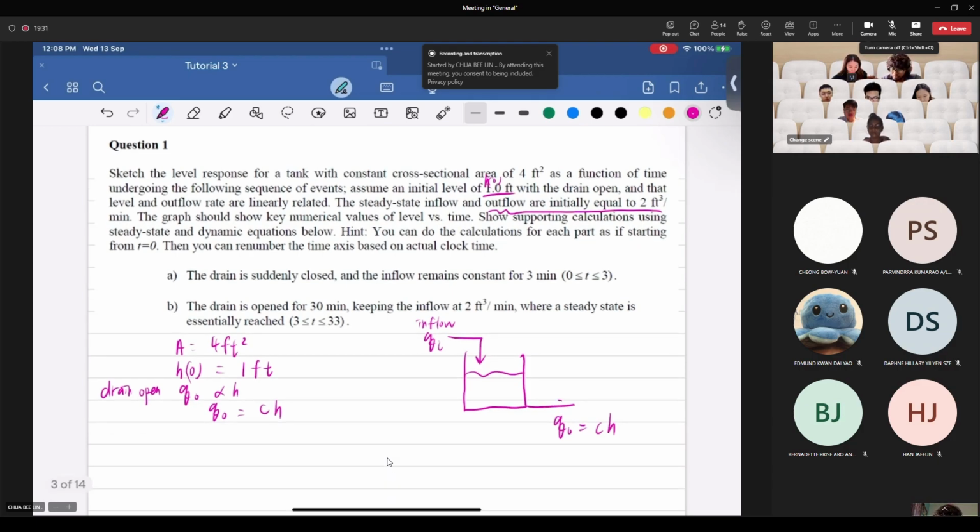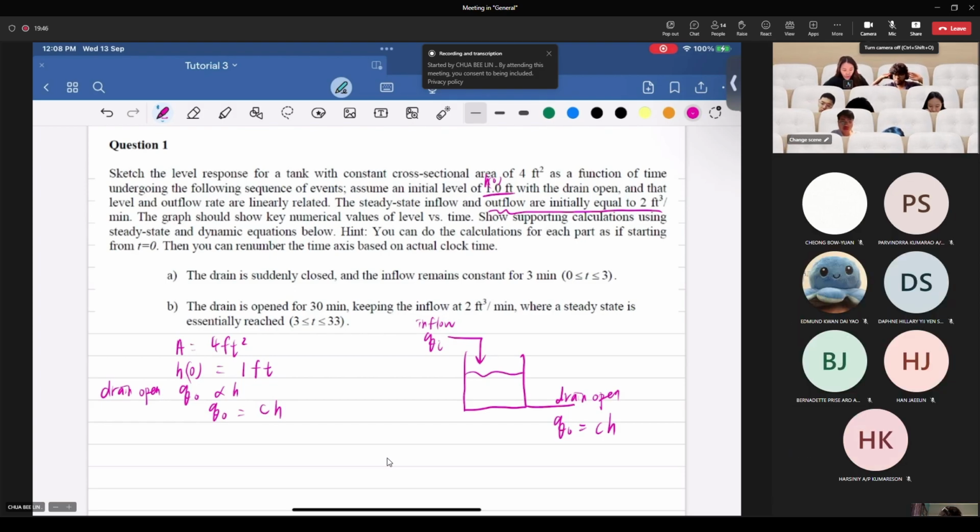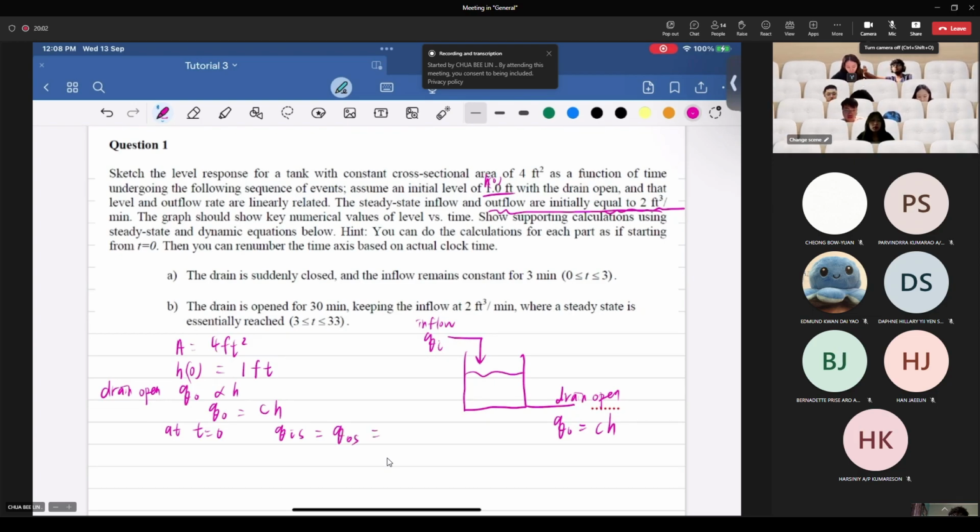So this is when the drain is open. The flow rate will be proportional to the level in the tank. The higher the level in the tank, the faster the Q0, or the bigger the value. And then you have this sentence: initially equal to 2 for the inflow and outflow. So at T equals 0, your initial value for the QI and also the QO is equivalent to 2.